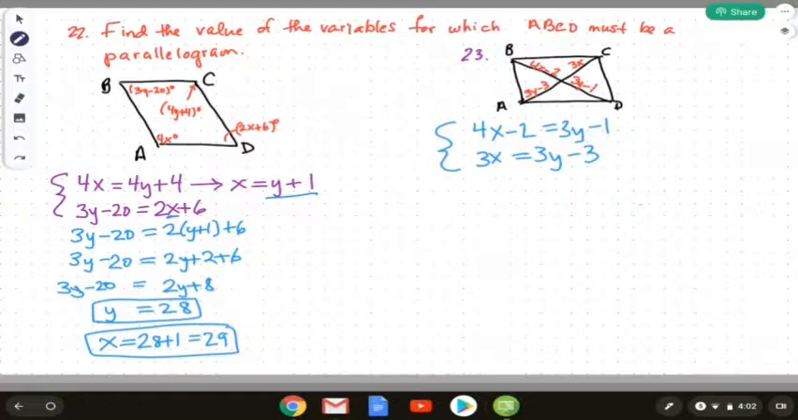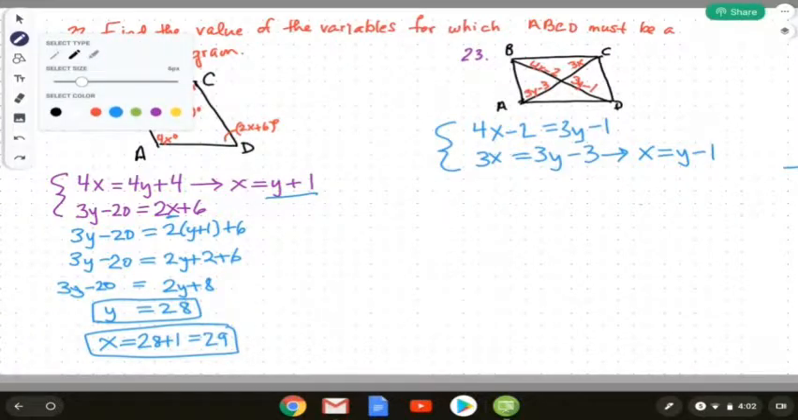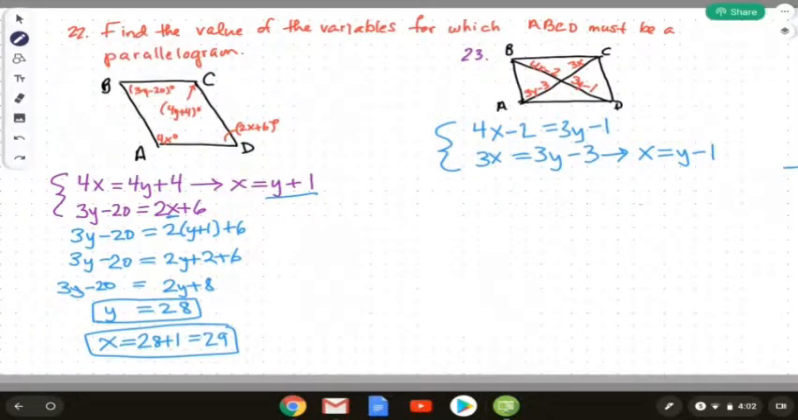So this is very much like the one we just did. This time this bottom equation is the easiest to solve. I divide everything by 3 and I get x equals y minus 1. Now I'm going to take that y minus 1 and plug it into the other equation for x. So 4 times y minus 1.